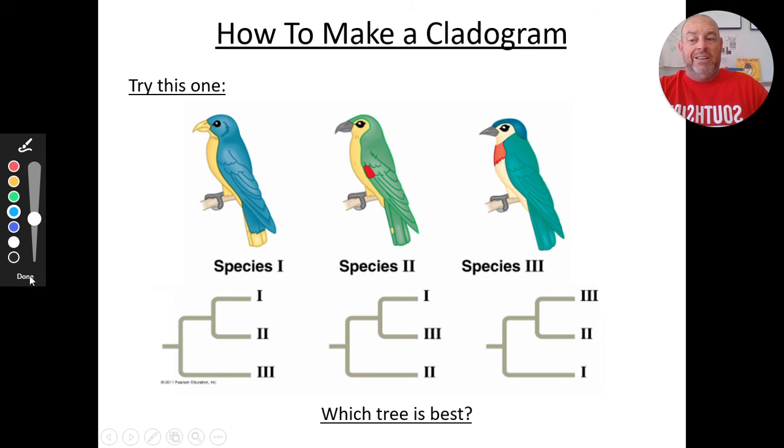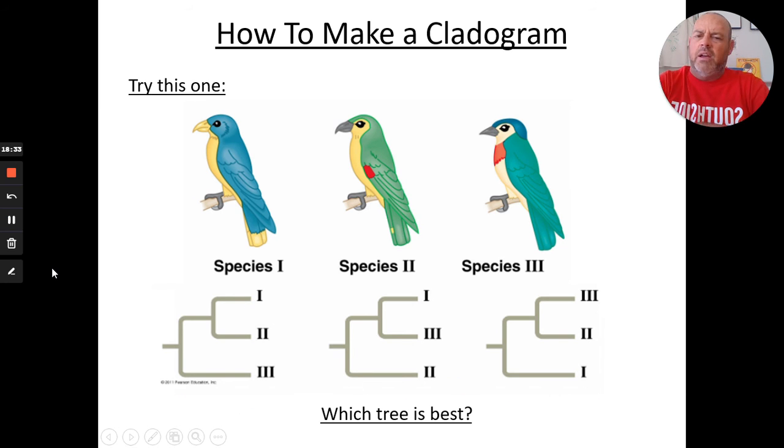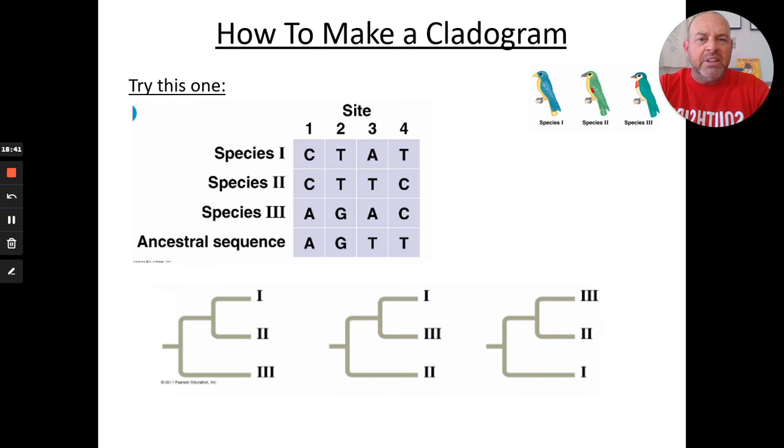Well, it's pretty tough to tell. You can pause the video and look at the birds for a minute if you want. It's pretty tough to tell. What else would you want to know to figure this out? If it were me, I would love to have some DNA. I'd love to have some sequence to go by, right?